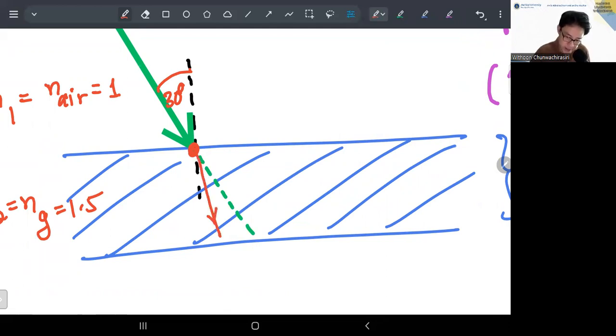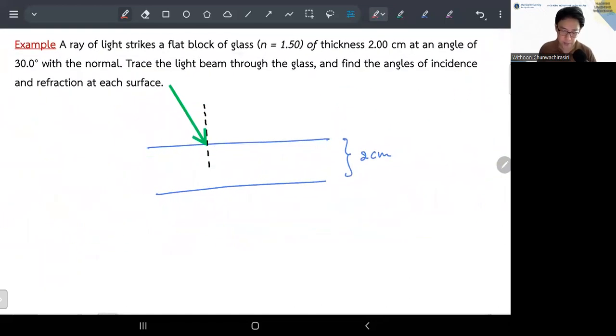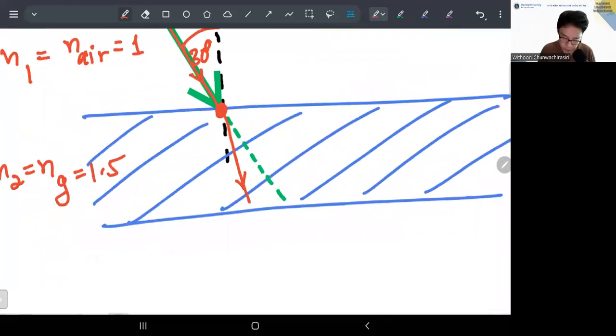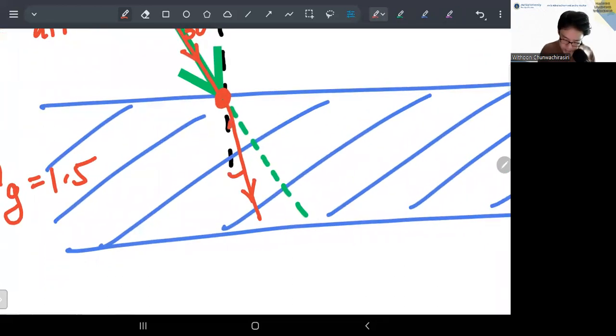Here we go. So the incoming ray will go like this, and it's going to bend toward the normal with that theta 2. If I zoom in here, let me draw this one. There you go. This is your theta 2.